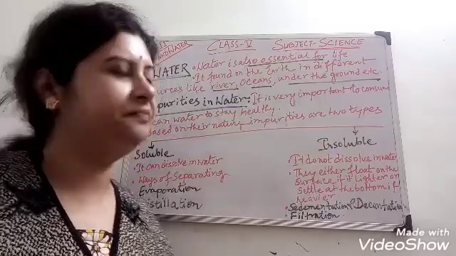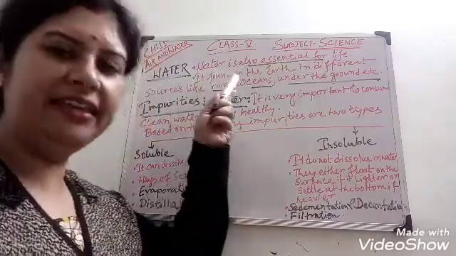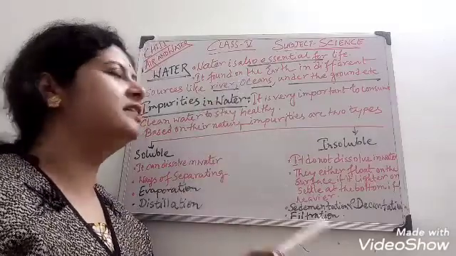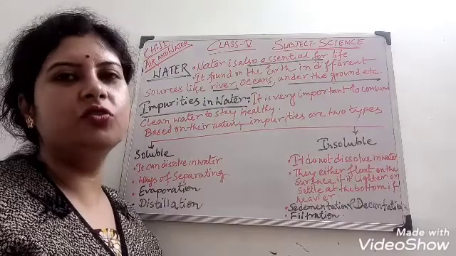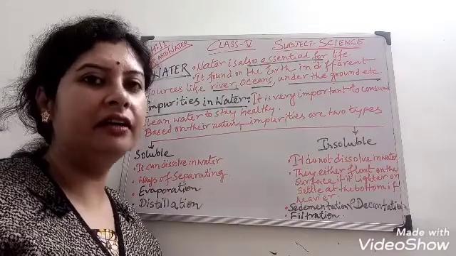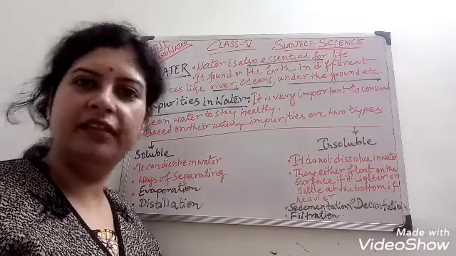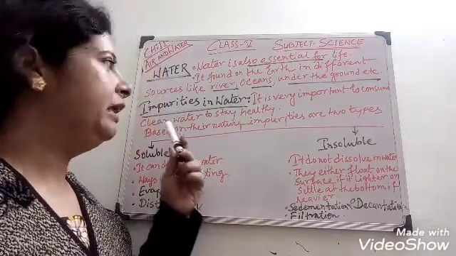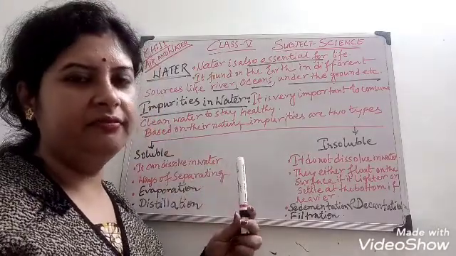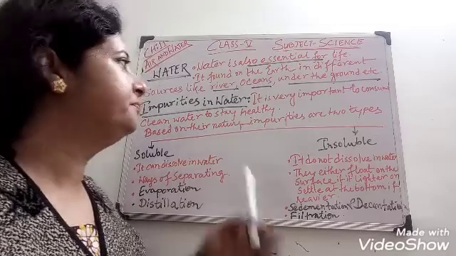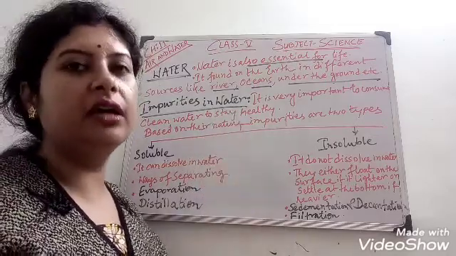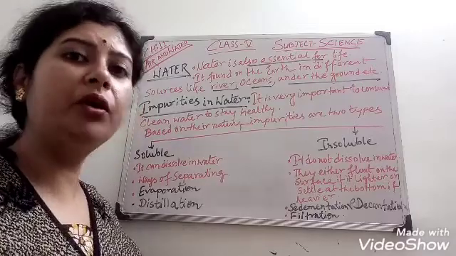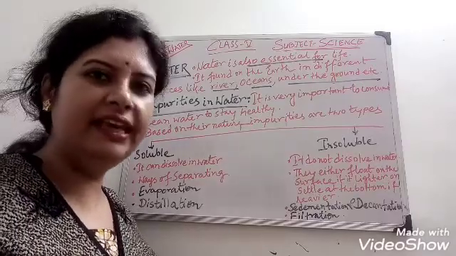Now, water. Water, like air, is also essential for life. It is found on the earth as a source like river, underground water, ocean, etc. Impurities in water. It is our main topic. Impurities of water. It is very important to consume pure water to stay healthy.